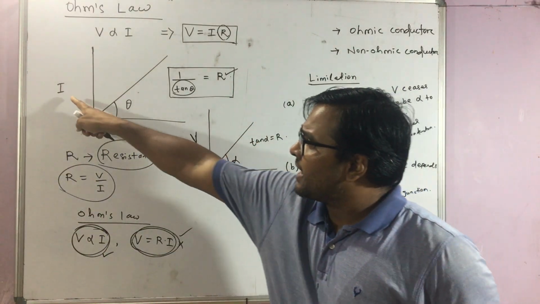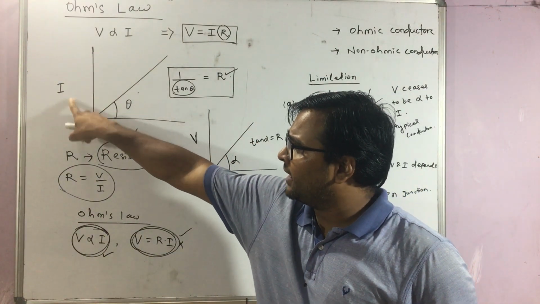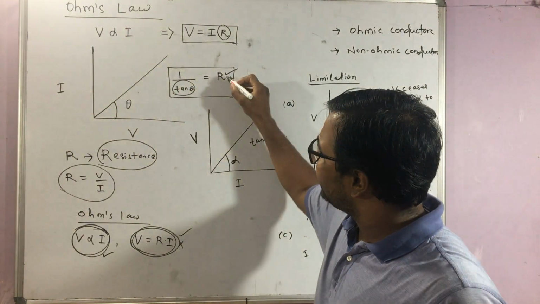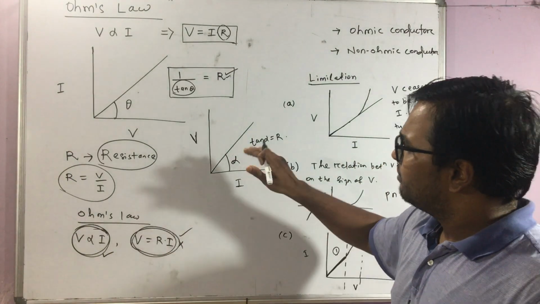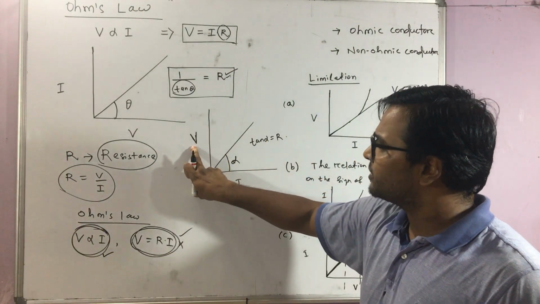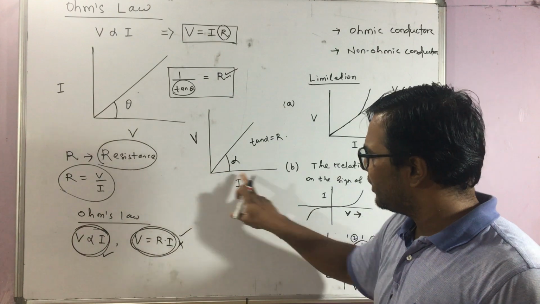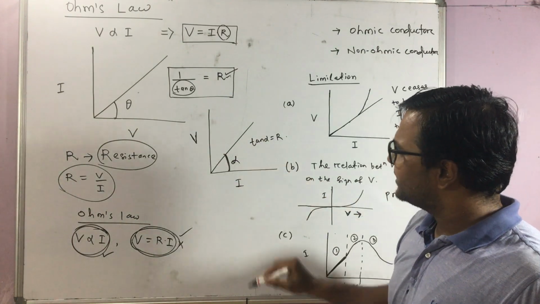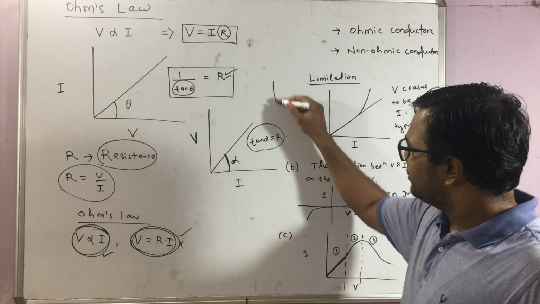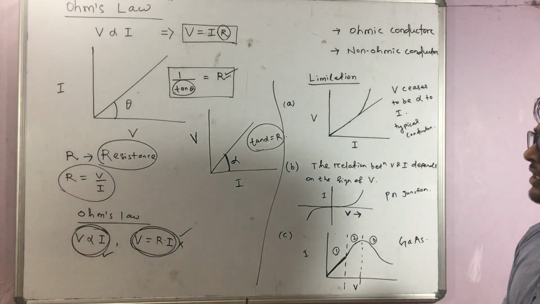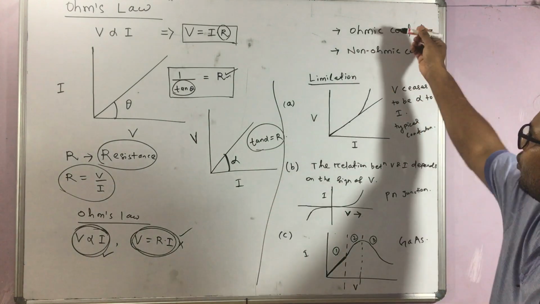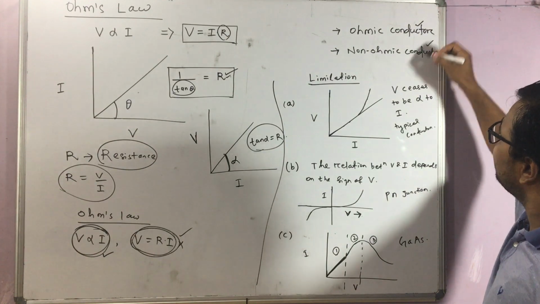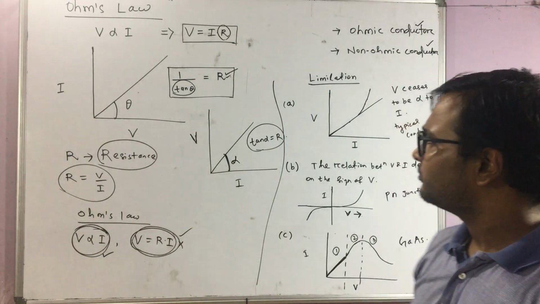Suppose you see, here I have taken current along the y-axis and voltage along the x-axis. In that case, 1 by tan theta is your resistance. But somewhere you may find someone who has taken V along the y-axis and I along the x-axis. In that case, if this angle is alpha, then tan alpha will give you your resistance. Clear? Now the concept arises of ohmic and non-ohmic conductors, based on that equation.